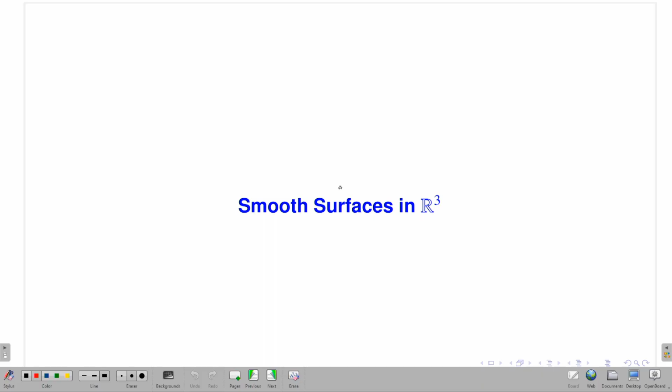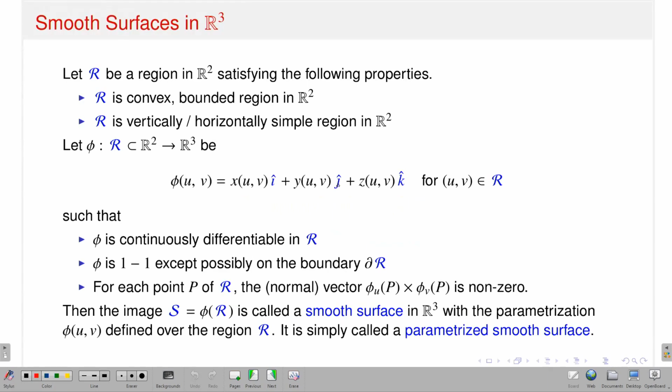Now I come to the concept of smooth surfaces in R3. So you need surfaces which satisfy some properties, then I will say those surfaces are smooth surfaces in R3. So what is the definition of smooth surfaces in R3? I have to start with a region R in R2 satisfying the following properties. It is not an arbitrary region in R2. First of all, the region should be convex and bounded, or R is a vertically and horizontally simple region. So it should be convex, bounded, and vertically and horizontally simple.